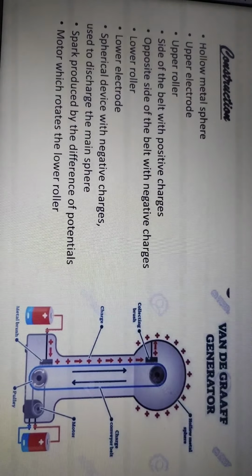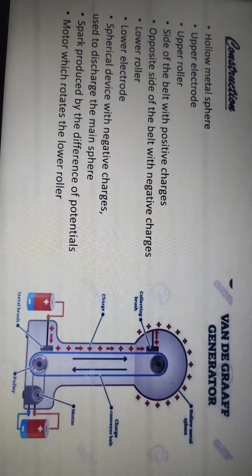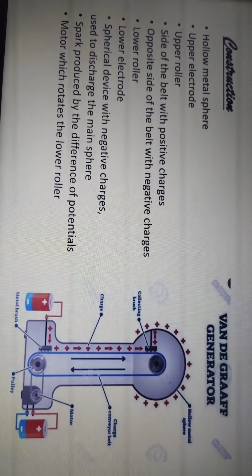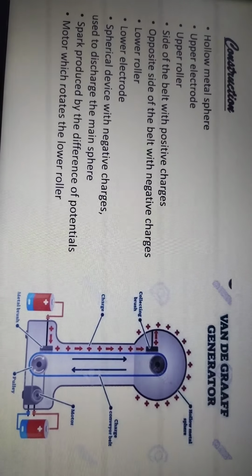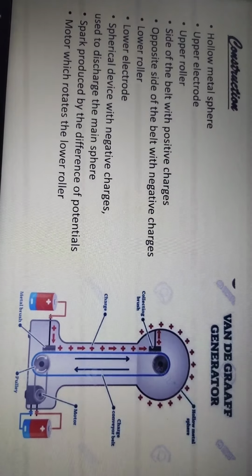As you can see the image of Venn diagram on the screen. As we all know that Venn diagram generator produces a beam of light of high frequency in the range greater than mega electron volt.